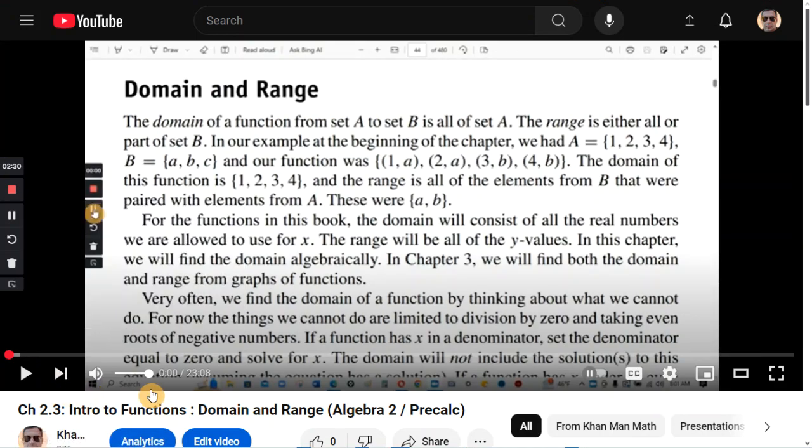For some examples, please see my video, Chapter 2.3, Intro to Functions, Domain and Range. So see this video for some examples.